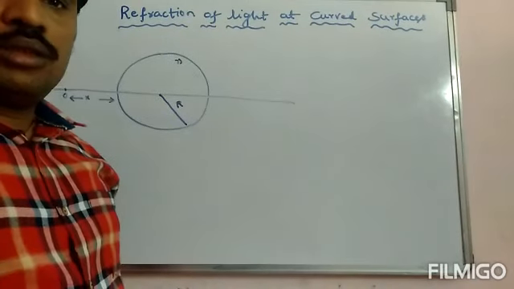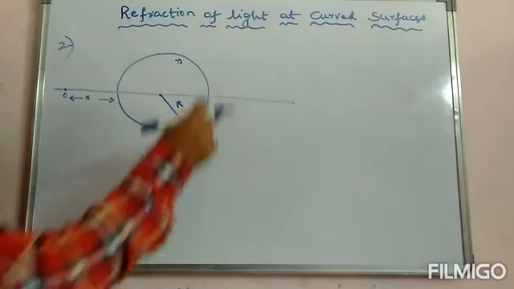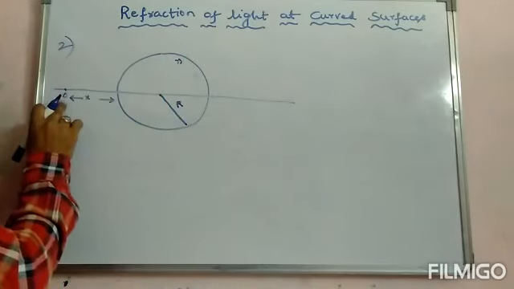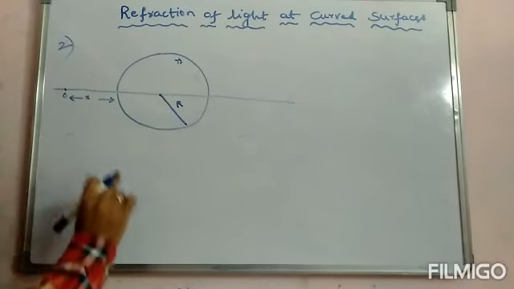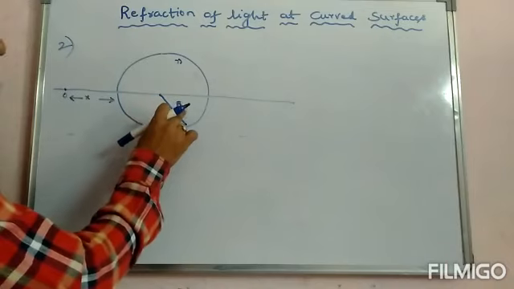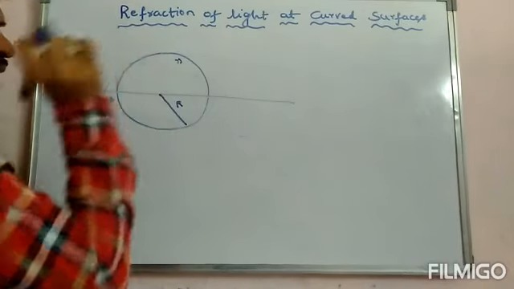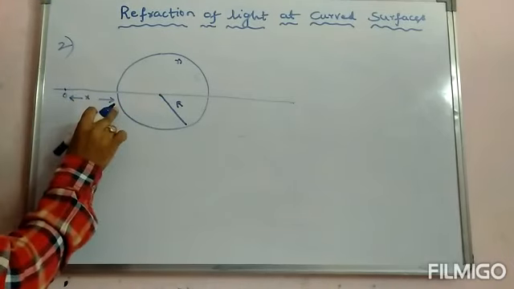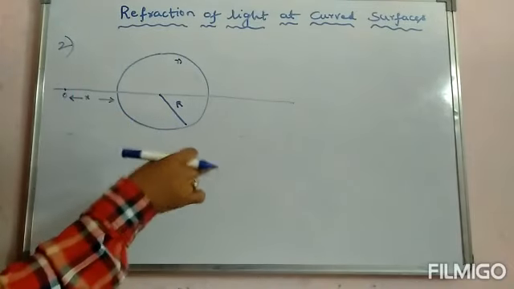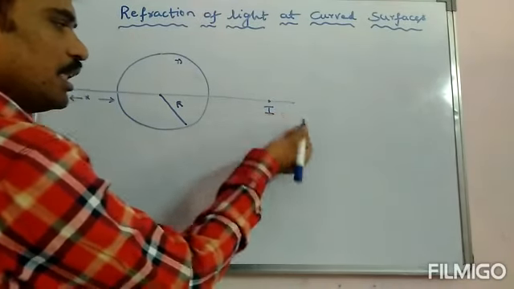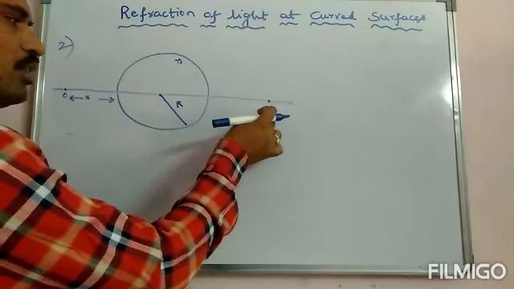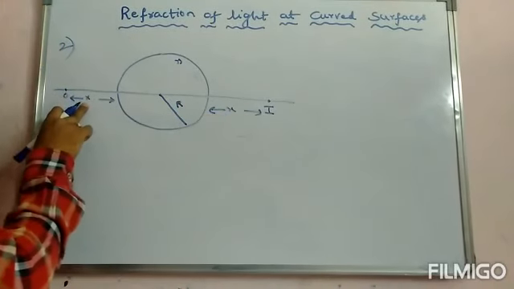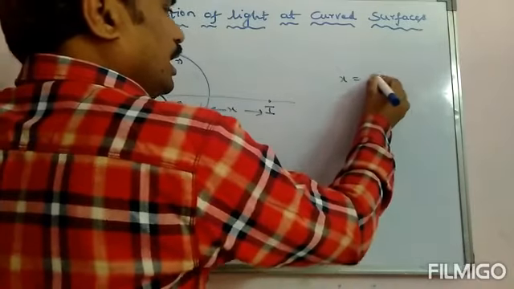Right. Now let us see the second example. Here you can see a transparent sphere made up of glass, and before it an object O is placed on the principal axis. The sphere's radius of curvature is r, and its refractive index is n. Now my question is, at what distance from the first surface do we have to place the object so that the real image forms from the second surface at the same distance? So my question is to find x.